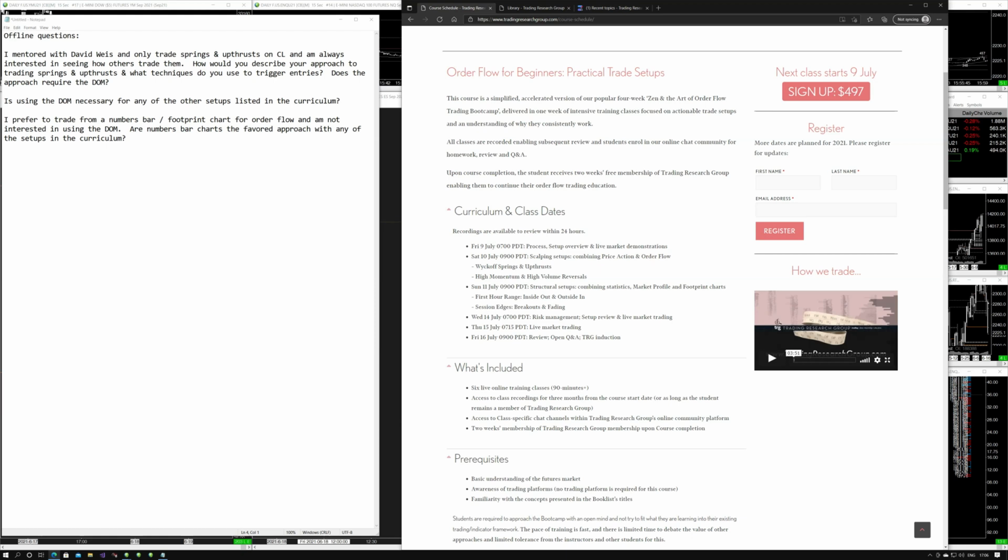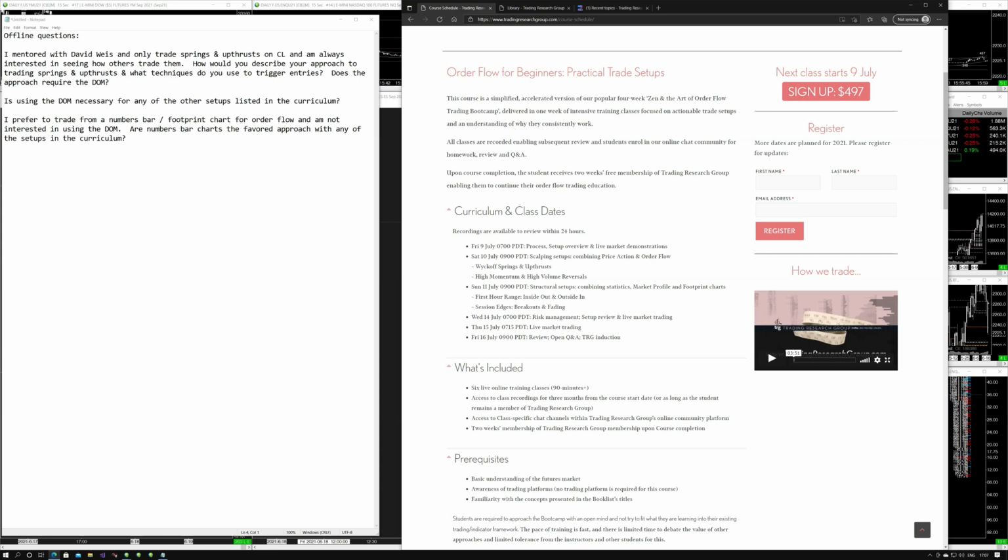And one of the offline questions we received, which I've got up on my screen at the moment, is, is using the Dome necessary for any of the other setups listed in our curriculum? And one of my ongoing frustrations is that you have a whole bunch of people that trade and they wear this badge of honor saying, oh, I'm a Dome trader. I don't use charts. I trade the Dome. And you ask them what they're doing, they can't really explain what they do. And when you dig a bit deeper, they're not really a dome trader, whatever that may be.